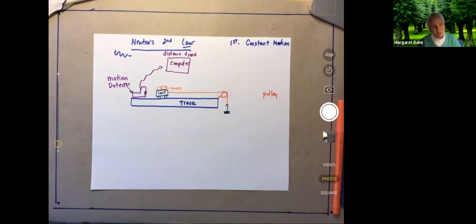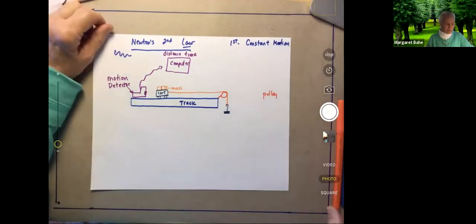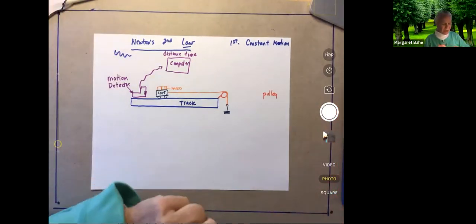All right, if it goes out of focus, let me know because I'm not really looking at my screen much. I'm looking at my piece of paper.